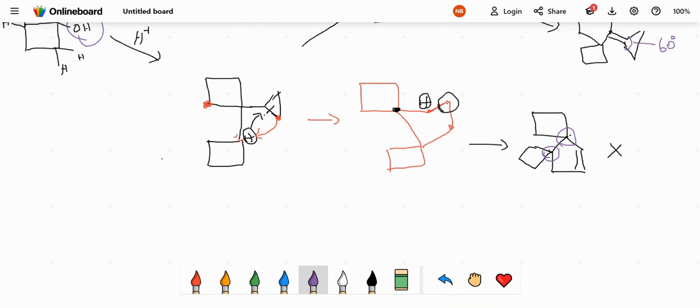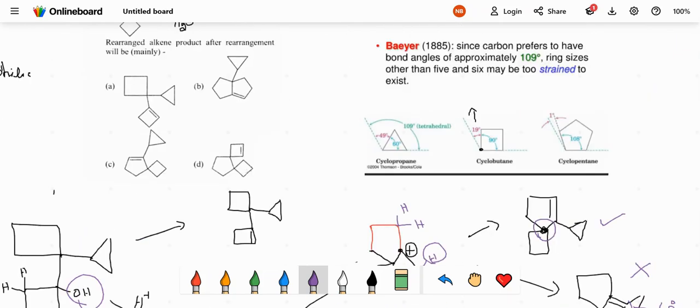Actually, cyclobutane will show less strain than cyclopropane. So we may expect this one, but because of the bridgehead position and stability, we are selecting this product, this one. So what is the product here? Yes, we will get this one, right? So C will be the answer.